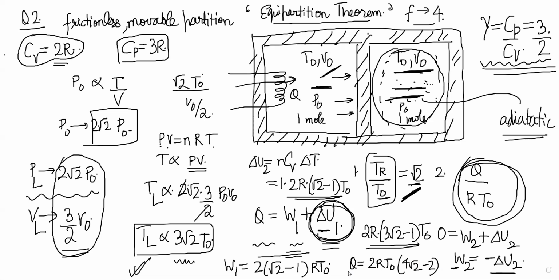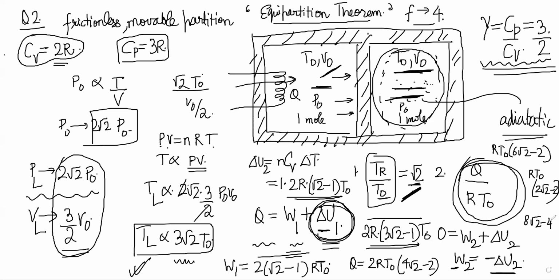One second. Feel like I'm making a mistake somewhere. See, this internal energy change is RT naught 6 root 2 minus 2, right? And work done is RT naught 2 root 2 minus 2, right? And both have to be added, right? Yes, both are positive. So it is 8 root 2 minus 4 actually, right? Into RT naught.